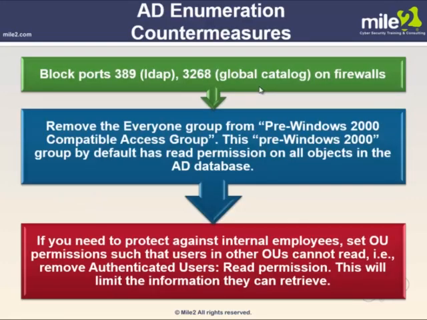Countermeasures: block port 389 for LDAP. You can also block port 3268 for the global catalog, and do this on your firewalls. Remove the Everyone group from the pre-Windows 2000 compatible access group. This pre-Windows 2000 group by default has read permission on all objects within the Active Directory database. Now if you need to protect against external employees, set the organizational unit permissions such that users in other organizational units cannot read, as in remove the authenticated users' read permission. This will then also limit the information they will retrieve.